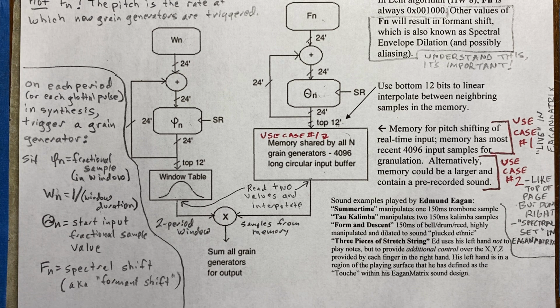In this case, the source material was 150 milliseconds of a bell, 150 milliseconds of drum, and 150 milliseconds of reed, none of which you can hear, or at least I can hear, in the resulting piece of music after they've been manipulated and dilated so much. But it's a beautiful sound. For lack of a better word, an ethnic sound, because you can't really place it, so you call it ethnic.